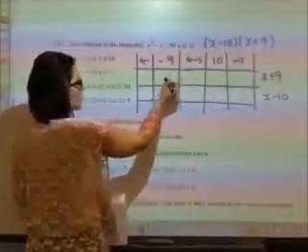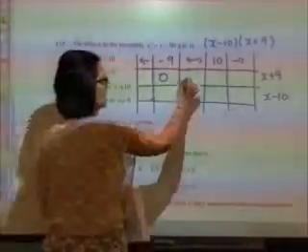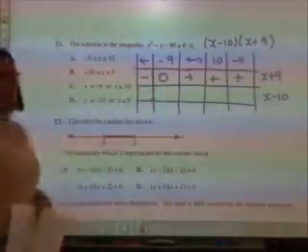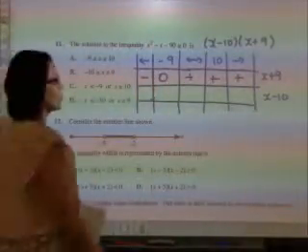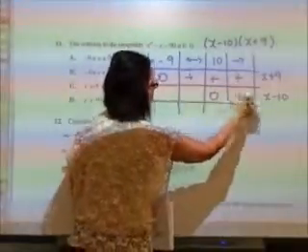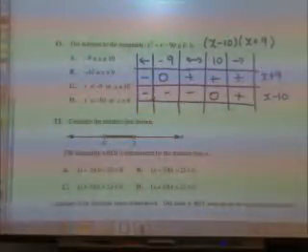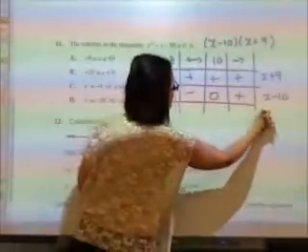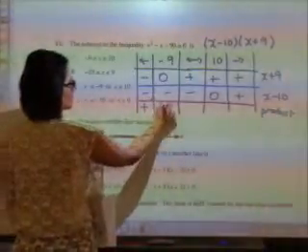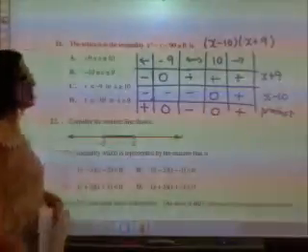So when x is equal to negative 9, I get a 0 here. Anything greater than negative 9 gives me positive answers. And anything less than negative 9 gives me negative answers. With my 10, I get a 0 there. Anything greater than 10 is positive. Anything less than 10 would be negative. And then I put in my product, that's what's at the bottom. So two negatives gives me a positive. This would be a 0, a negative, a 0, and a positive.